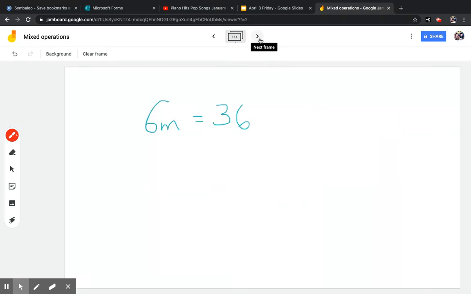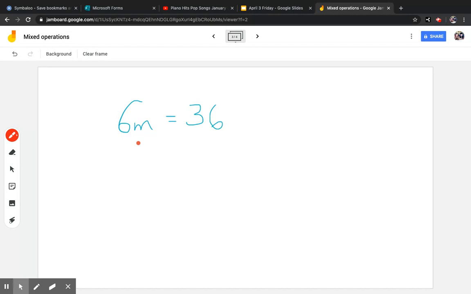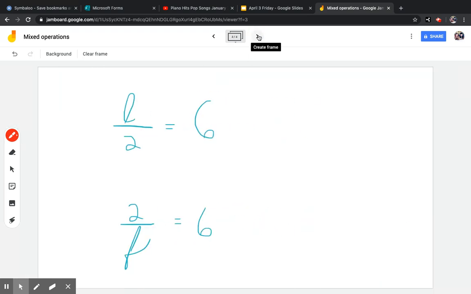All right. Next problem. If there is a number right next to the variable, there's technically a multiplication symbol. They are timesing. So to undo a timesing problem, I'm going to divide. I like to write it as a fraction because it's a lot easier. So 6 divided by 6 is 1. So I have m equals, well, I got to do the same thing to the other side of the equal sign. 36 divided by 6 is 6. So m equals 6.